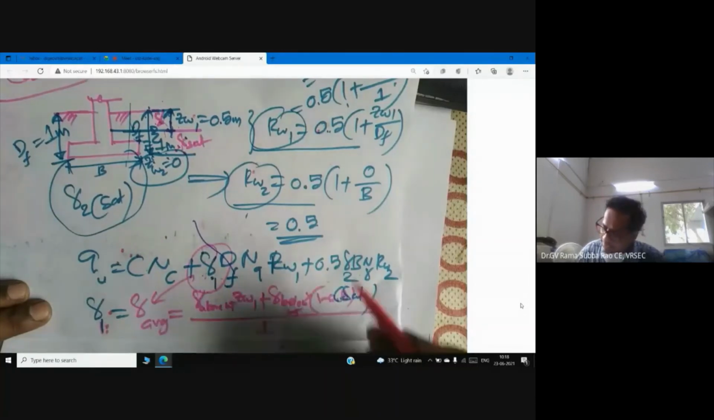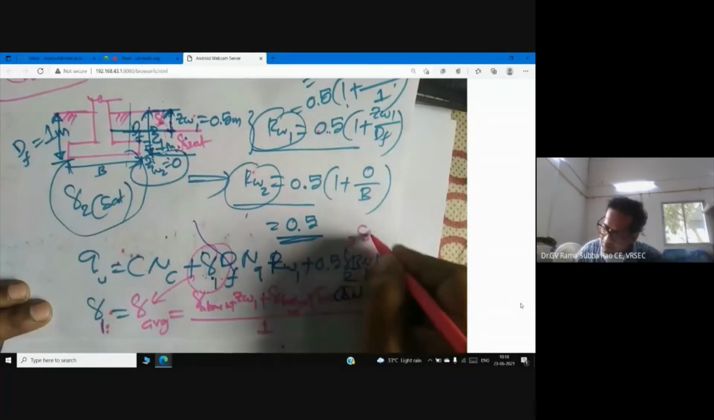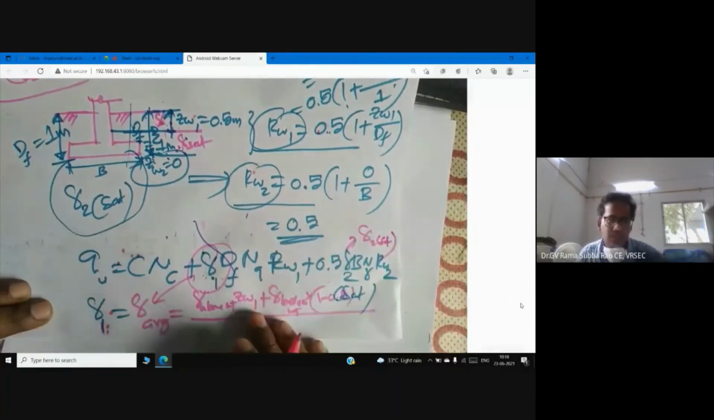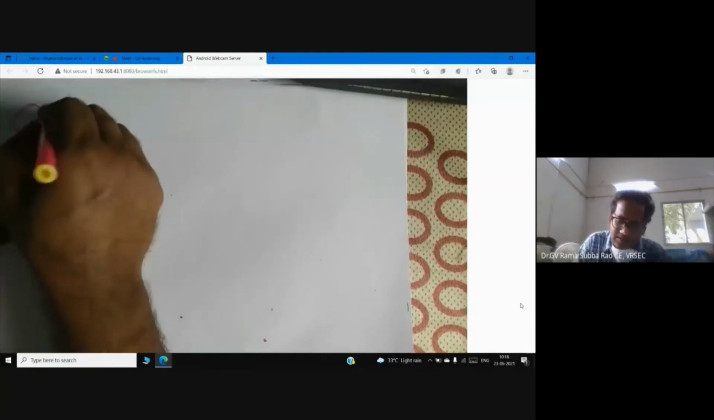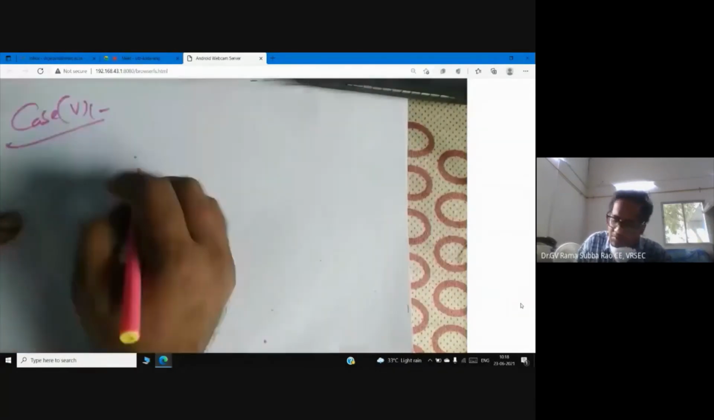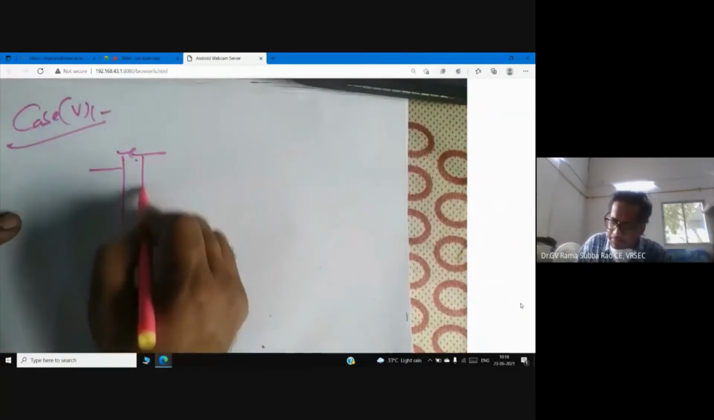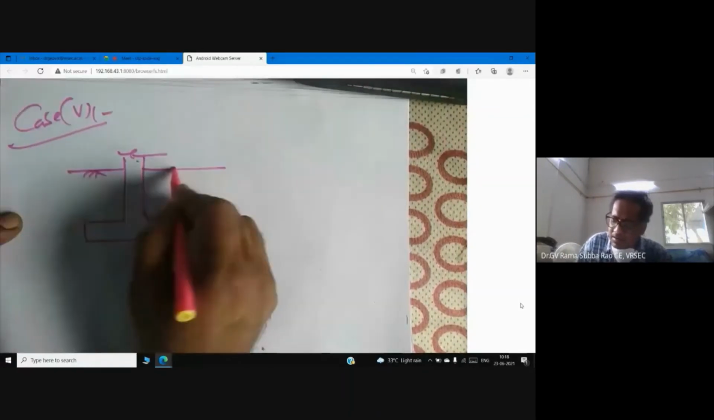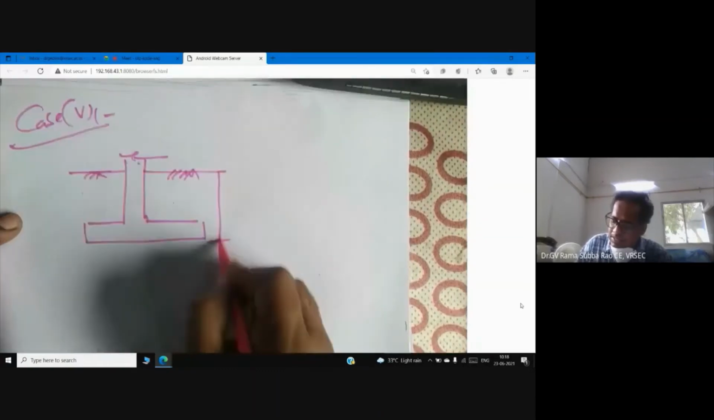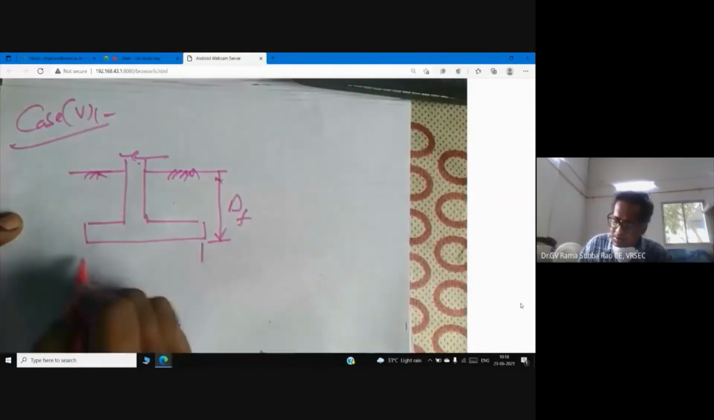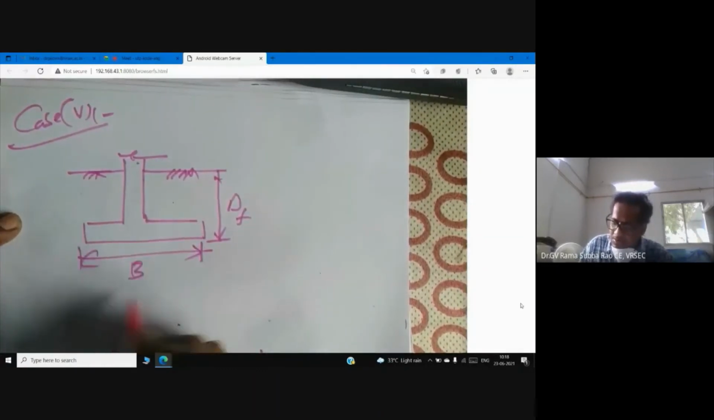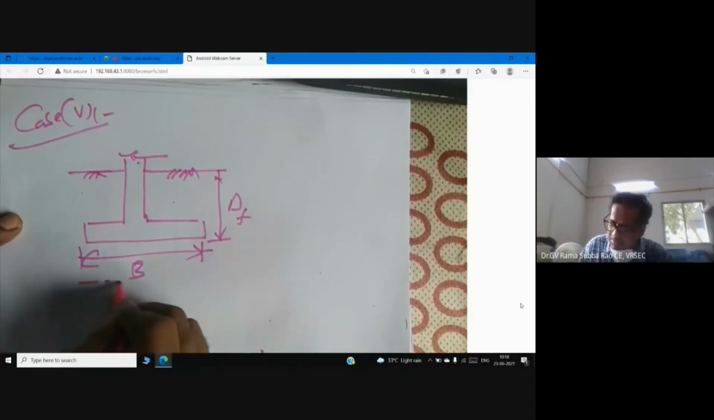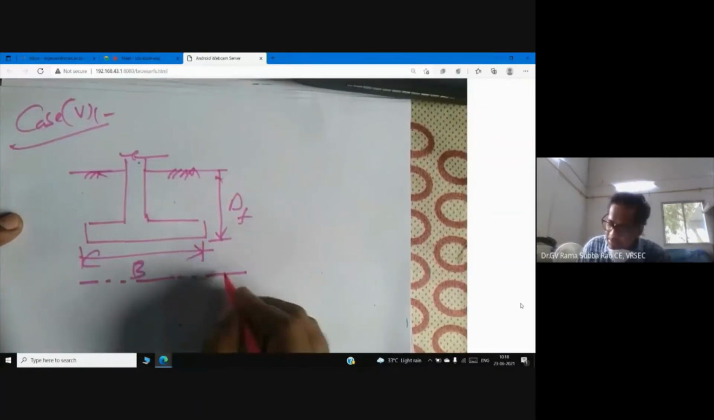Gamma 2 is saturated, there is no doubt. Now I will present one case, and I expect an answer from you people. Every time I need to draw the figure. This is the depth of foundation. Undoubtedly, this is the width of foundation. Now the water table is somewhere here.